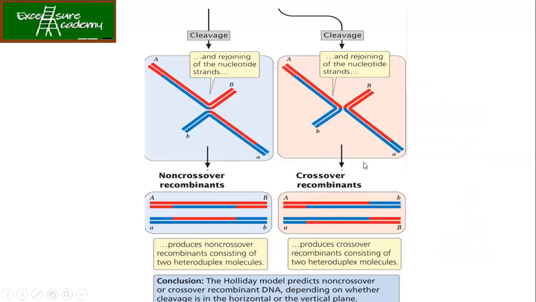Now look over here. So, if I have vertical cleavage of the double-stranded DNA, I'm going to get the crossover recombinants. If I do horizontal cleavage, then I'm going to get non-crossover recombinants, where you can see the parental strands are also there. So the Holliday model predicts non-crossover or crossover recombinant DNA depending on whether the cleavage is in the horizontal or the vertical plane. Is it clear, guys? Is the Holliday model clear?